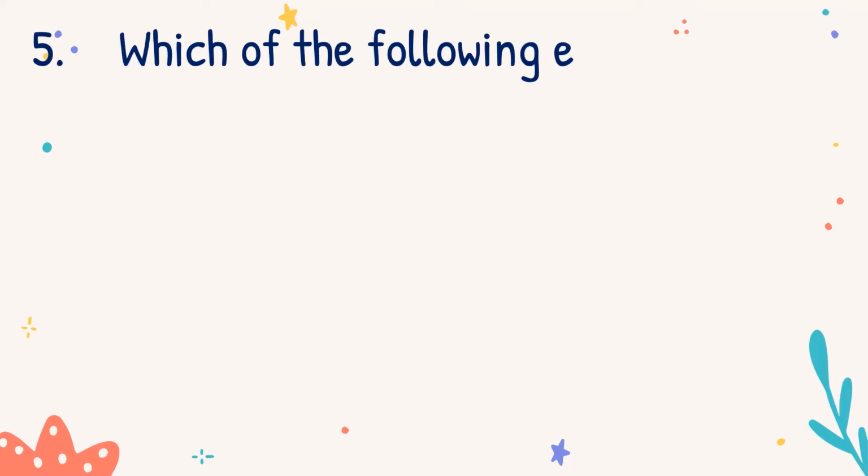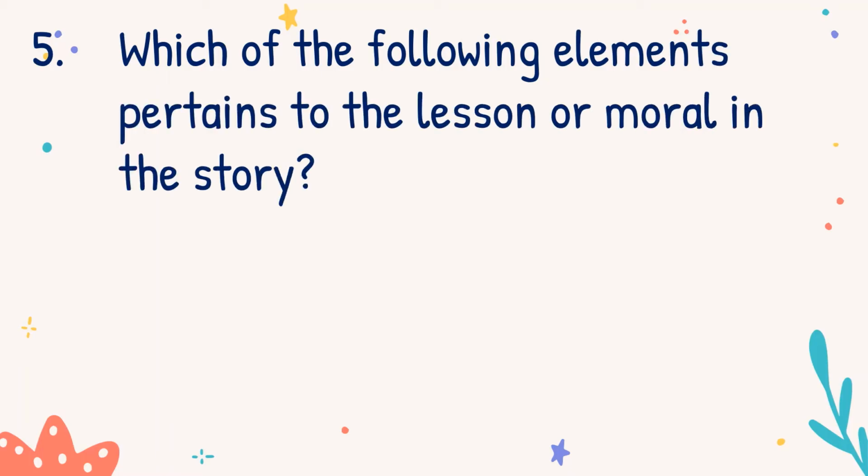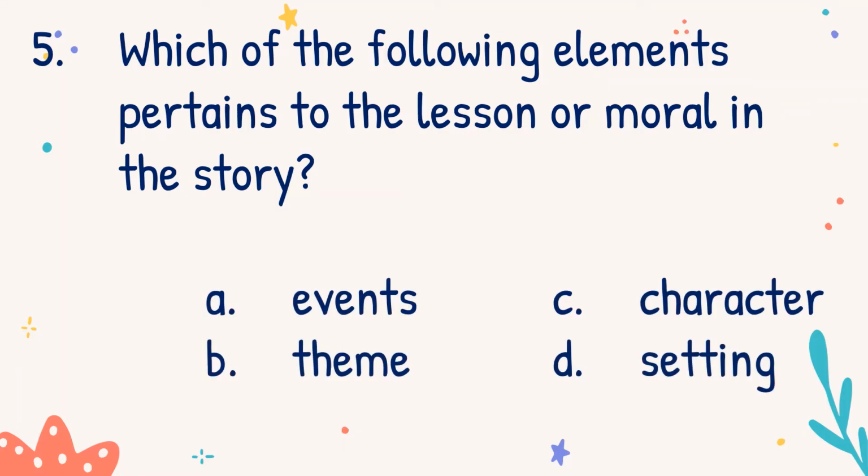And for the last number, which of the following elements pertains to the lesson or moral in the story? A. Events. B. Theme. C. Character. And D. Setting. And the correct answer is letter B, theme.